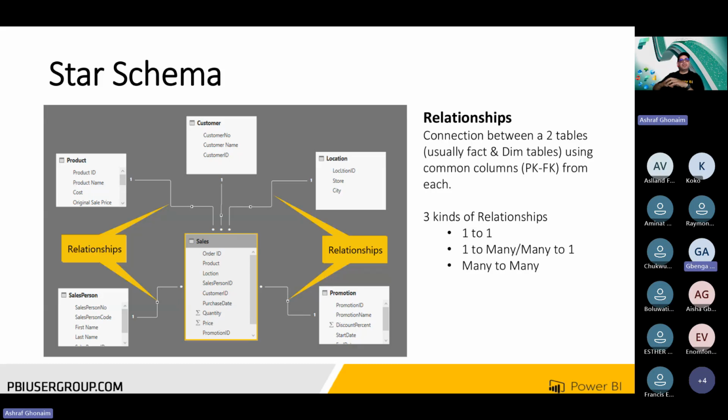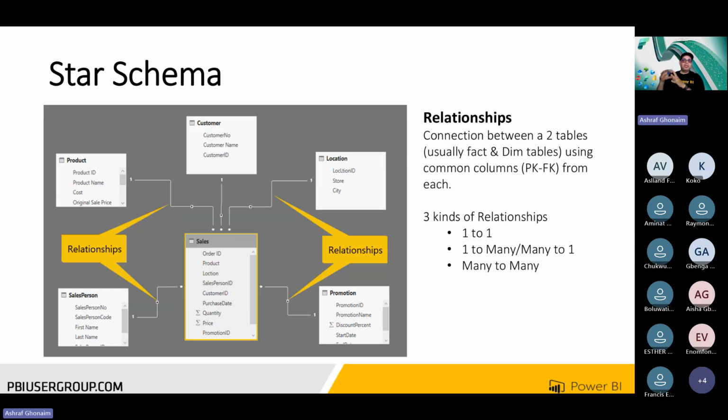Then from the fact side, Ashraf? Yeah. Somebody in the chat section is asking a question. Is the foreign key in the fact table? Yes. Can you explain the primary and foreign key again? Okay. Sorry, I missed that question.